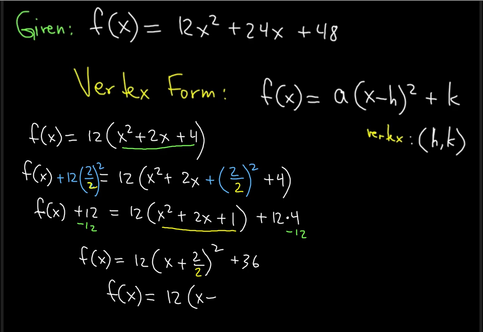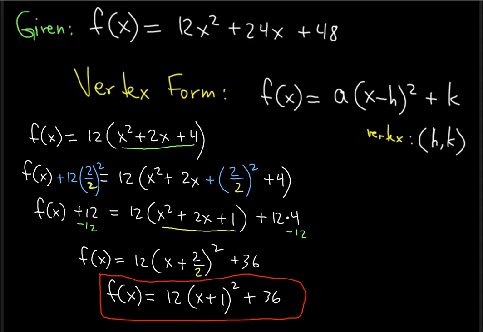So now, as a result, you are ready to express this function in vertex form. So that's going to be x plus 1, because 2 over 2 is 1, squared, plus 36, right? So we can circle this, and I want you to notice that we found the vertex coordinates, right? Even though it's not required, I want you to see what the vertex coordinates would be.